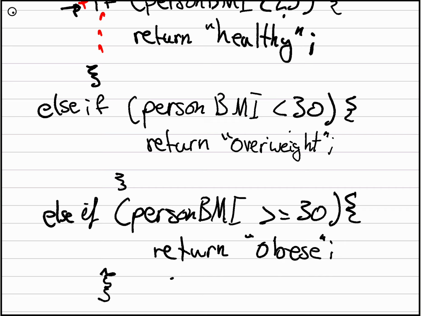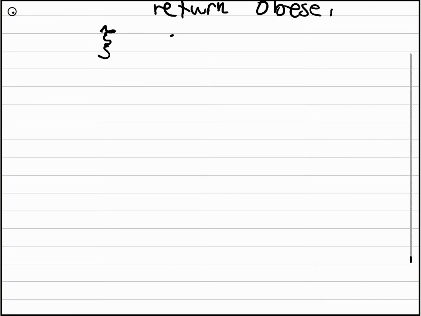Else if. I don't quite understand this part. Why would the computer do all the numbers? I mean, why would it go through all these methods? That's a great question. Let me start with something else.